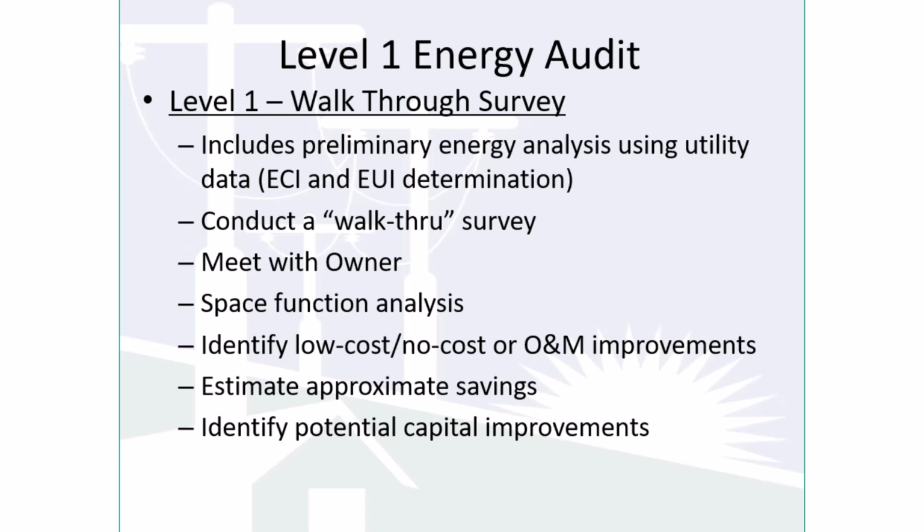You're going to do an estimate of the approximate savings and then identify any potential capital improvements. And that usually comes directly from the owner. They may say, we are considering upgrading our HVAC equipment. We are considering adding PV solar to the roof. Those are capital type improvements. And so you'll identify those.